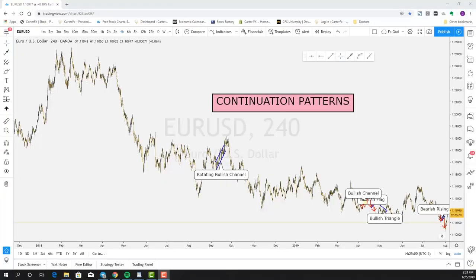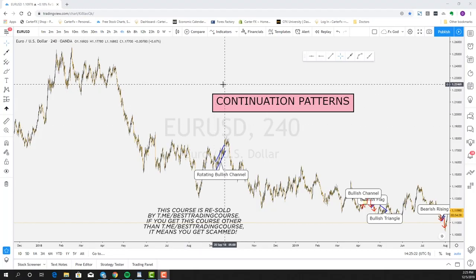All right, so jumping right in, let's take a look at some continuation patterns. In your text lesson below, you can see a picture of all the particular patterns that can be picked out on the charts when it comes to continuations and reversals. However, here on the screen, I'm just going to highlight a couple that I found for you guys for the sake of your education and learning.